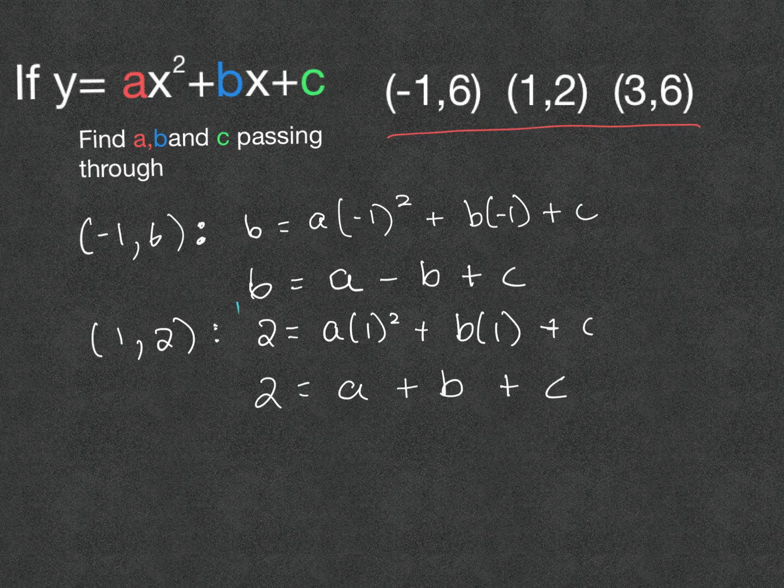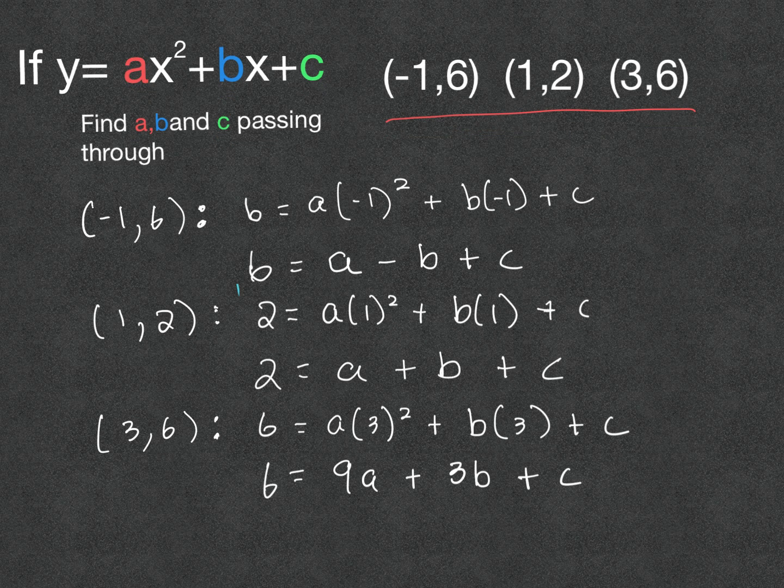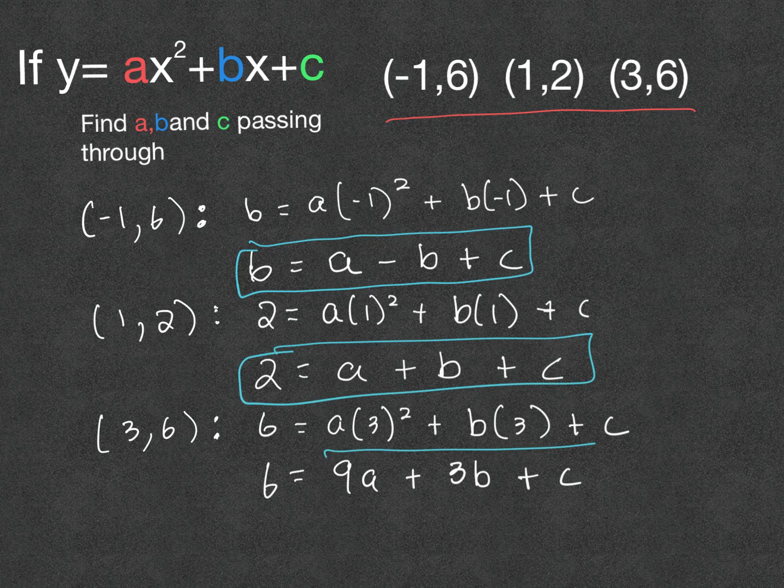So 2 is equal to a plus b plus c. And the next one, 6 is equal to a times 3 squared plus b times 3 plus c. So 6 is equal to 9a plus 3b plus c. And now we have the 3 equations. We have 3 equations, 3 unknowns, okay? So the first step is accomplished. Plug in each point and get 3 equations.